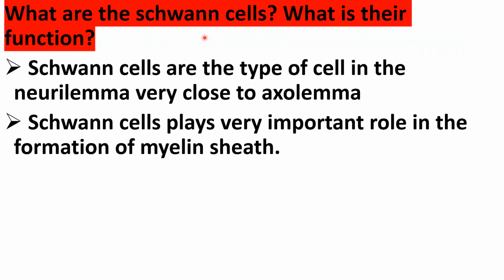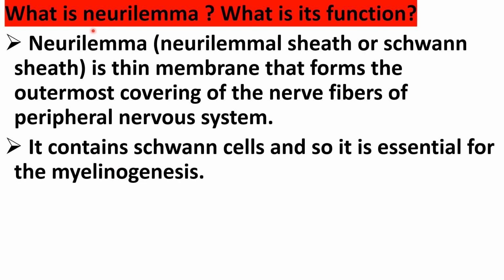What are Schwann cells and what are their functions? Schwann cells are cells in the neurilemma very close to the axolemma, and they play a very important role in the formation of the myelin sheath. What is neurilemma and what is its function? Neurilemma is a very thin membrane that forms the outermost covering of the nerve fiber of the peripheral nervous system, and it contains Schwann cells, so it is necessary for myelogenesis.